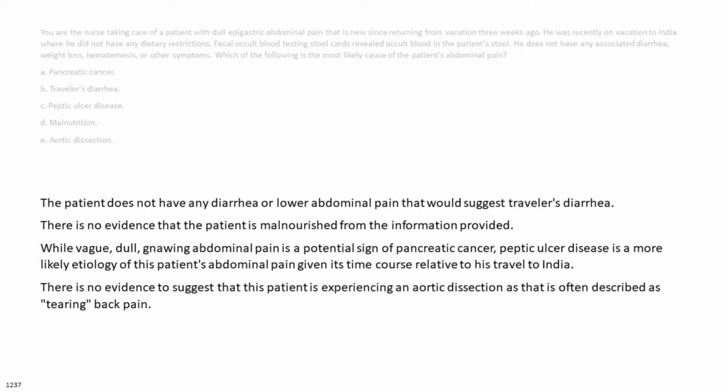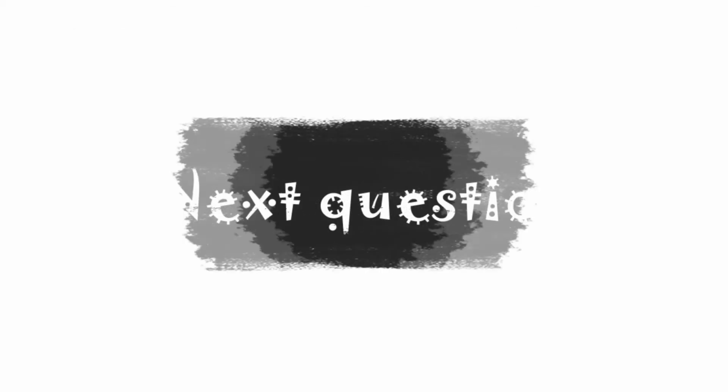While vague, dull, gnawing abdominal pain is a potential sign of pancreatic cancer, peptic ulcer disease is a more likely etiology of this patient's abdominal pain given its time course relative to his travel to India. There is no evidence to suggest that this patient is experiencing an aortic dissection, as that is often described as tearing back pain.